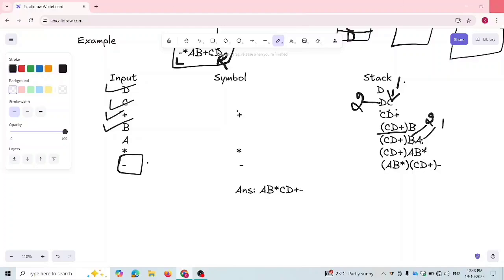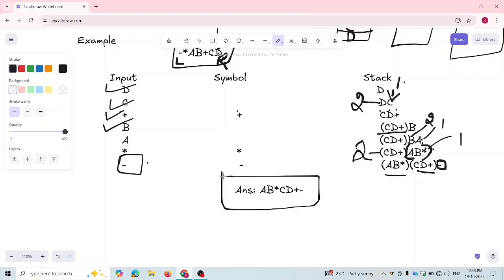Again, we have another operator, minus. So for minus, what will you do? This is the collection now. This is the first top and this is the second top, right? So first top, second top, and operator, minus. Our final answer that we get after the conversion is AB star CD plus minus.